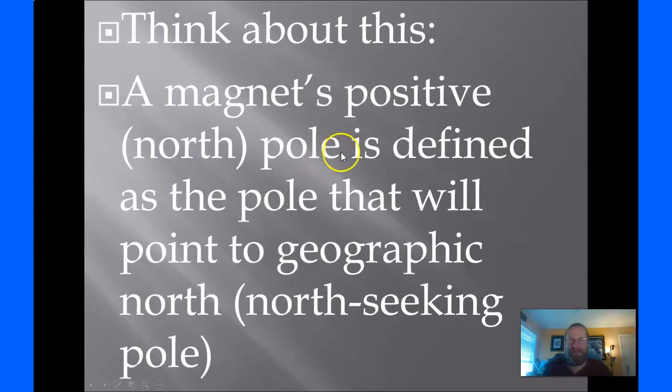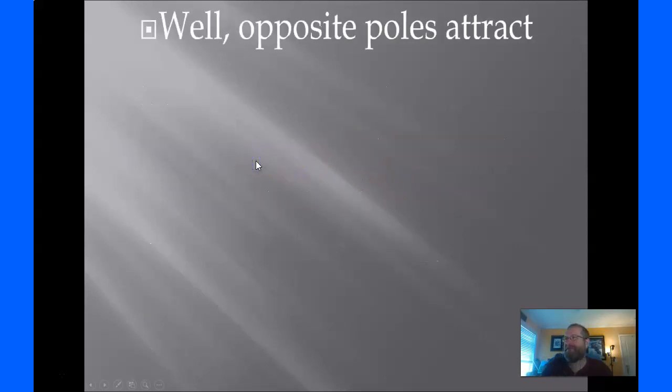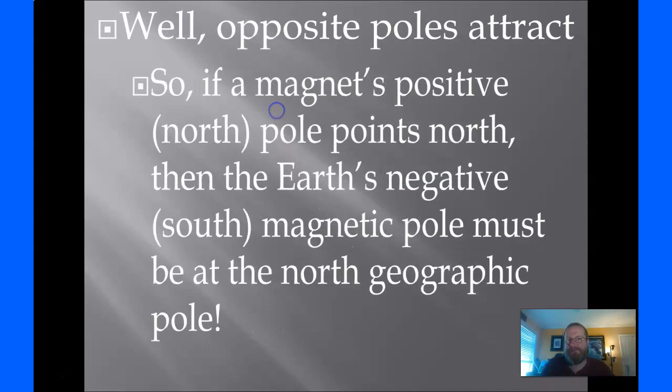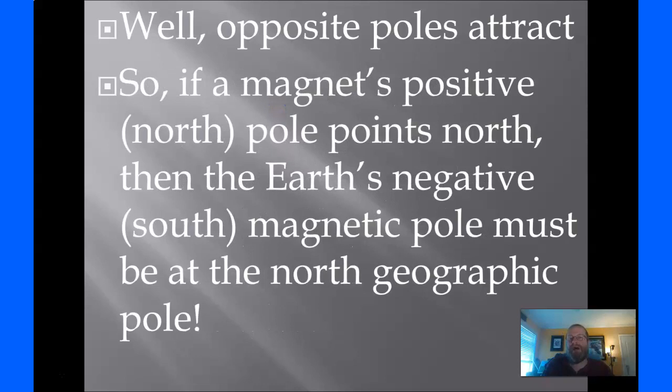Okay. So opposite poles attract. So if a magnet's positive north pole points north, then the Earth's negative south magnetic pole must be at the north geographic pole.